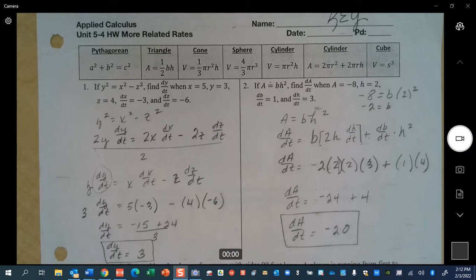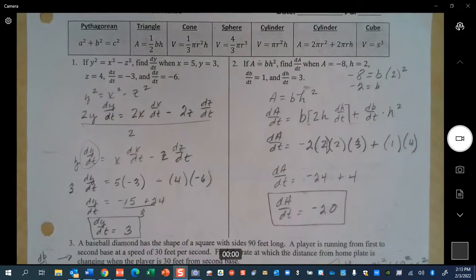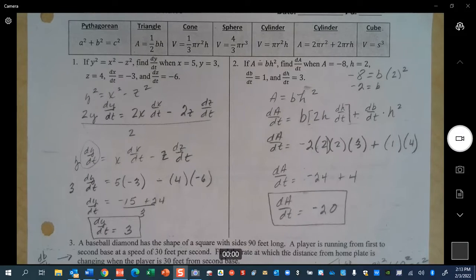formulas. Some of them should have been memorized. Volume of a cube. Maybe not the surface area of a cylinder. Volume of a cylinder. But definitely the Pythagorean theorem and the area of a triangle. So what related rates is all about, and it's like geometry on steroids, right?